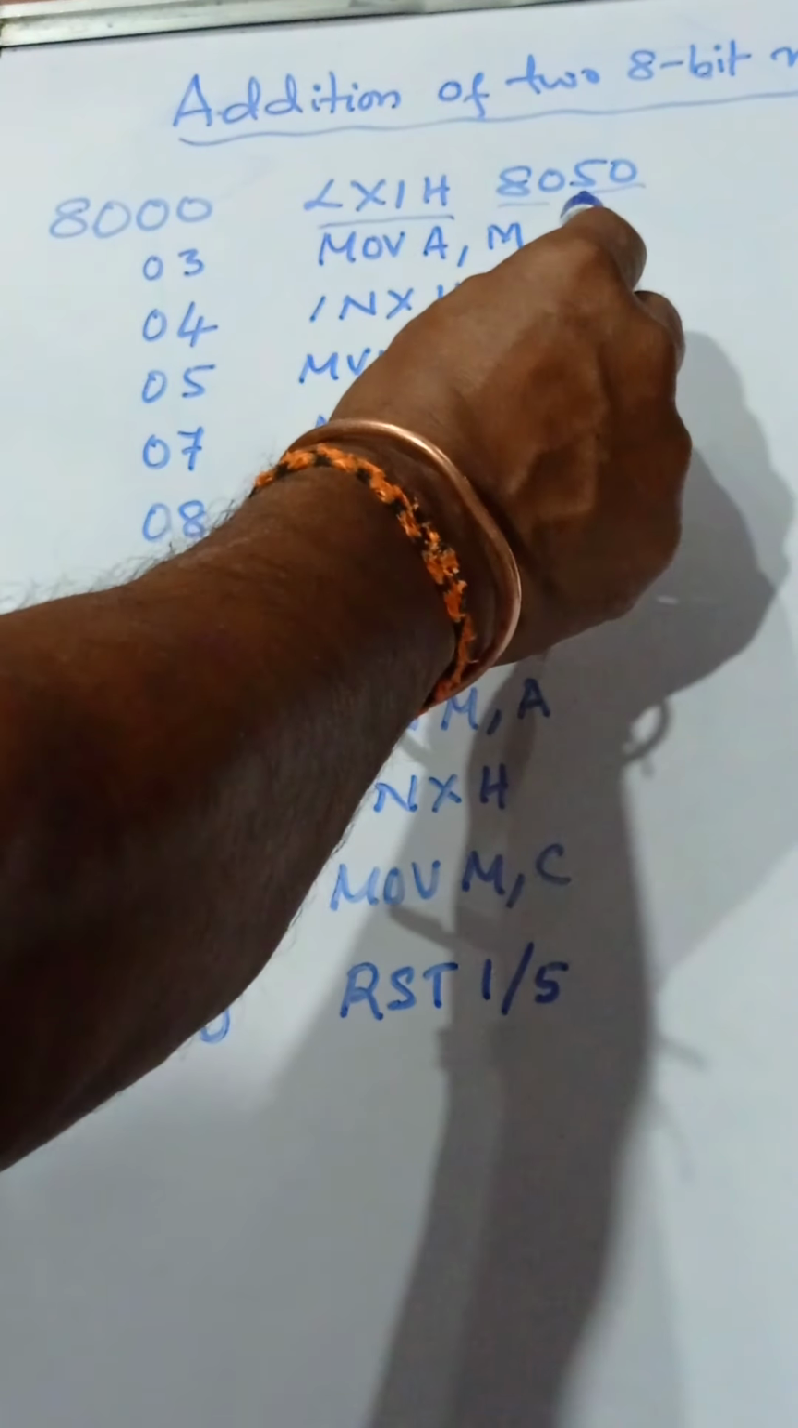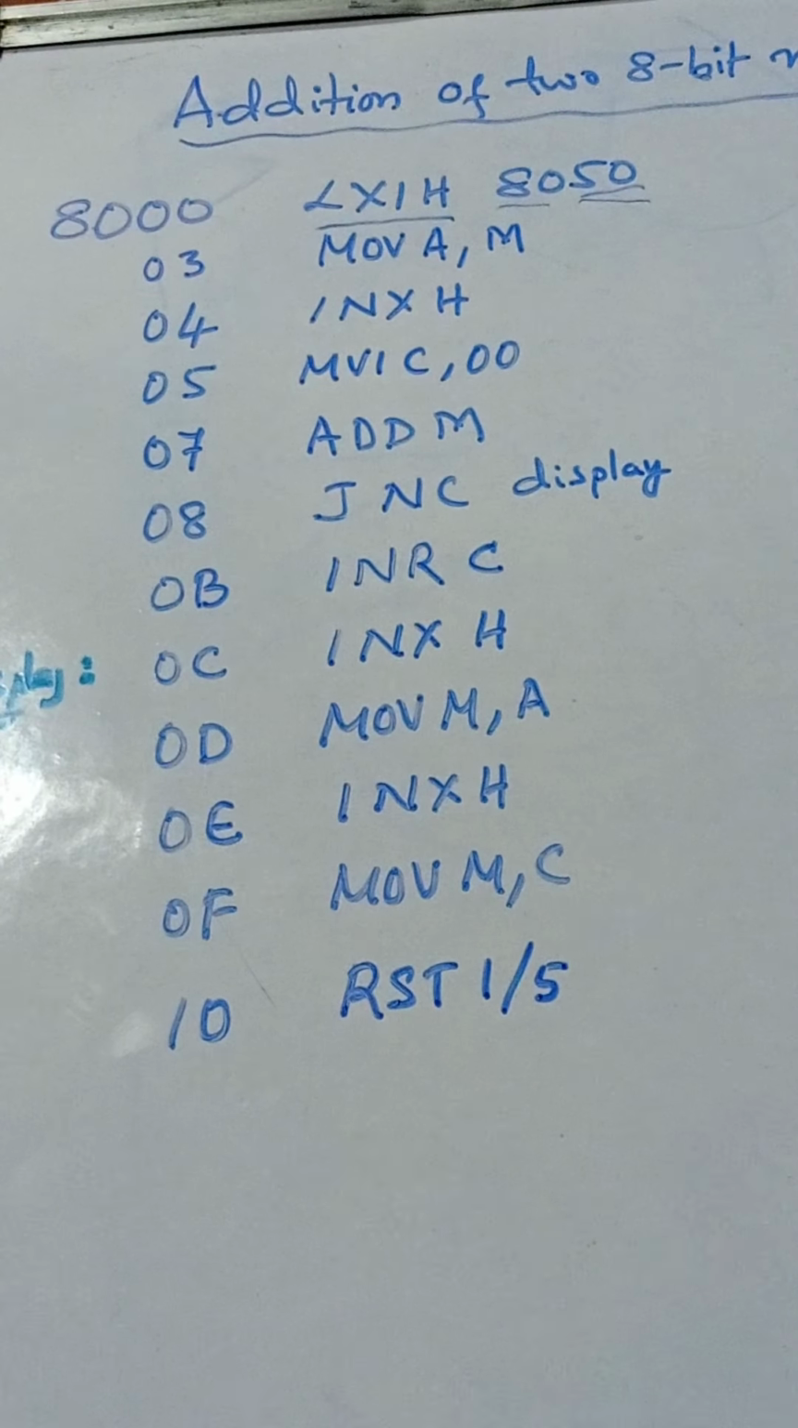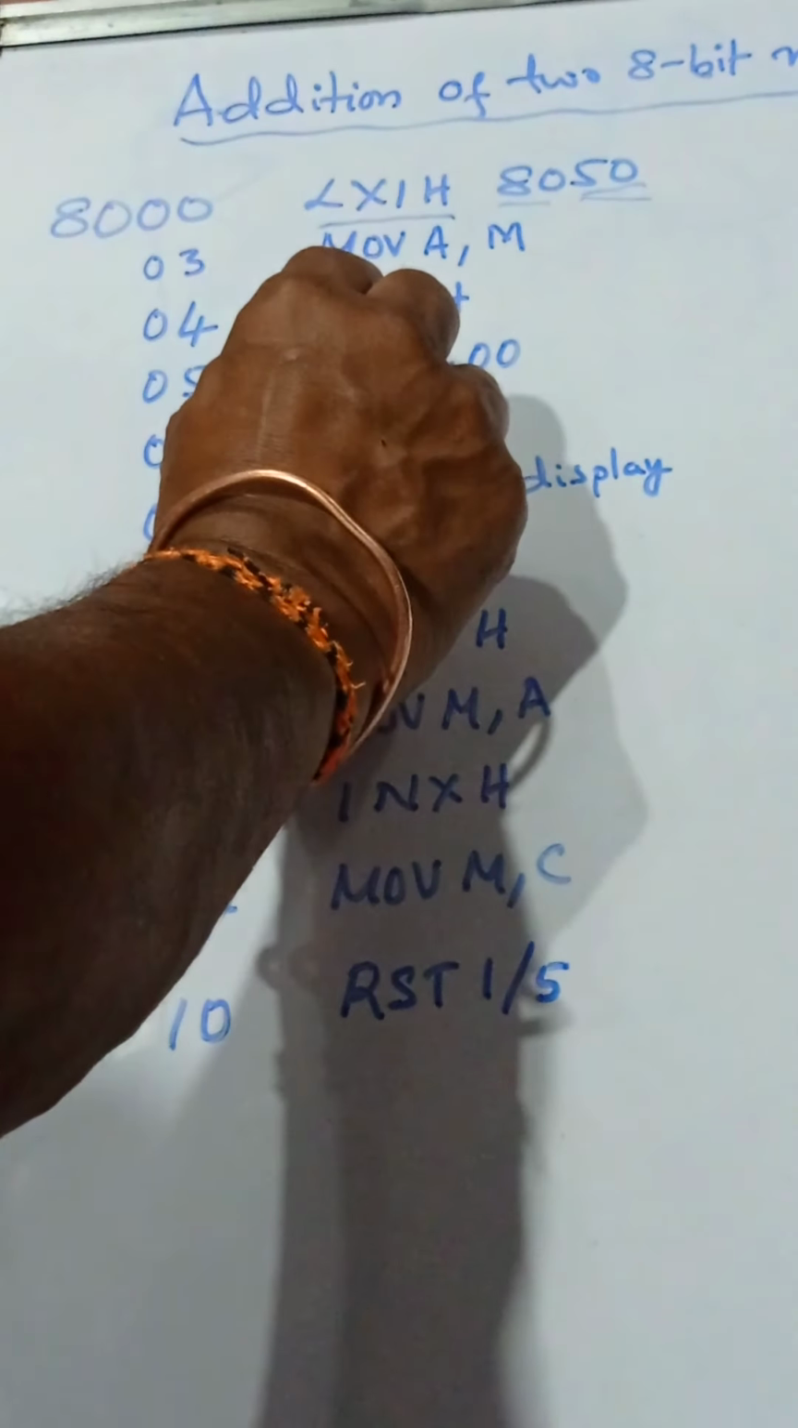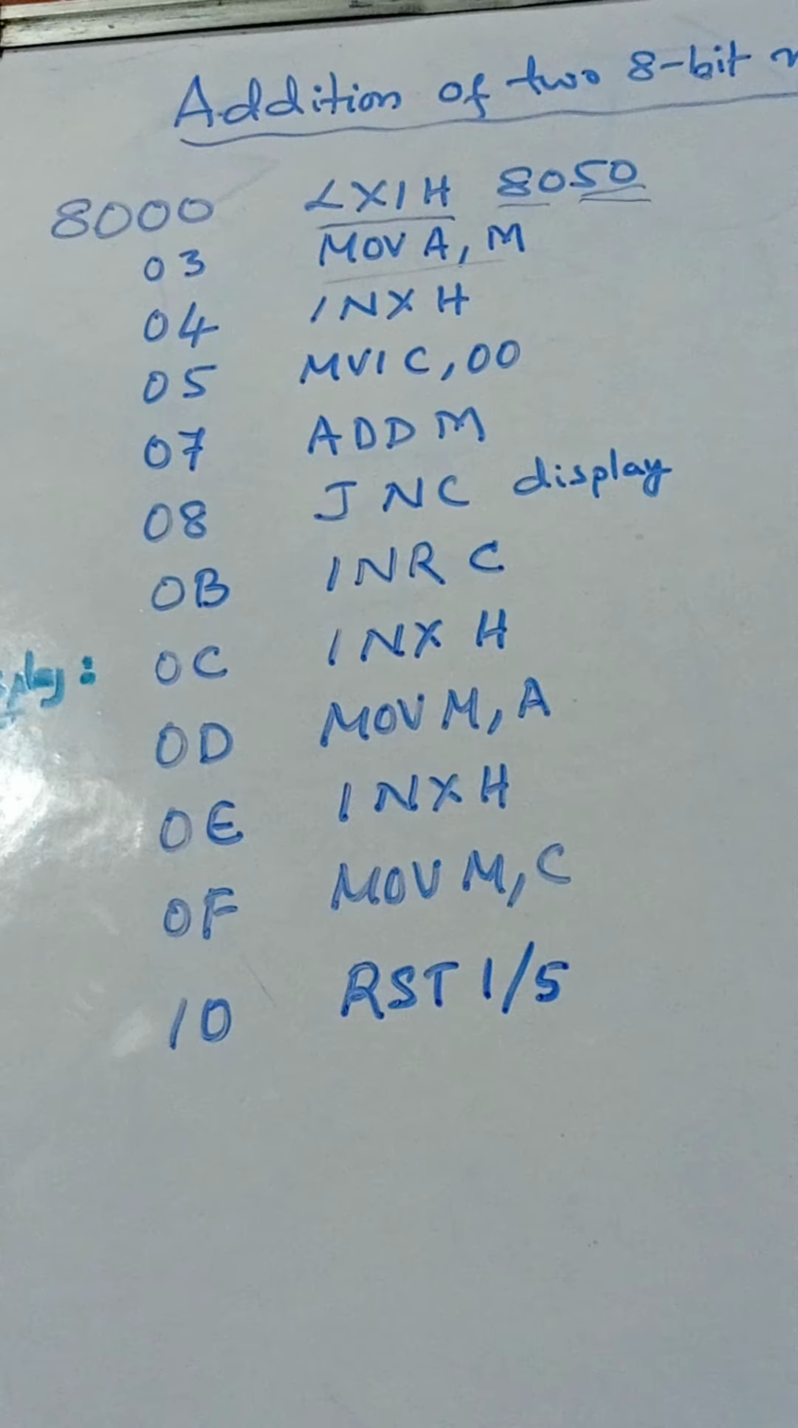At 8001, we write the lower byte of the address, that is 50. At location 8002, we write the higher order byte of the 16-bit address, that is 80. At the next location, we will be moving the contents of the memory location to the accumulator, MOV A, M, the code corresponding to MOV A, M. At 8004, we select the next data from the location 8051.